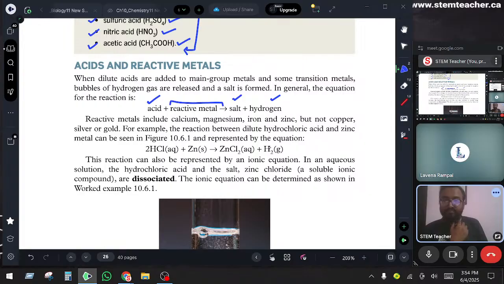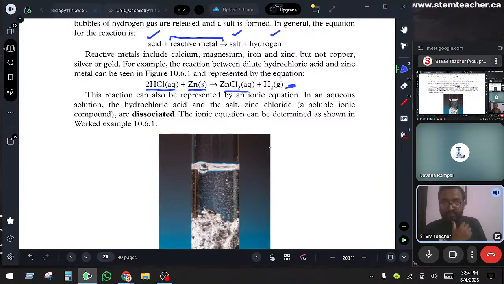This reaction can also be represented by an ionic equation. In an aqueous solution of hydrochloric acid with salt zinc chloride, zinc chloride, a soluble ionic compound, is dissociated. The ionic equation can be determined as shown in the worked example. See, hydrogen gas is produced from the reaction of zinc and diluted hydrochloric acid. So this is zinc. It is diluted HCl. So when you see, you can see these kind of bubbles, that is hydrogen gas.